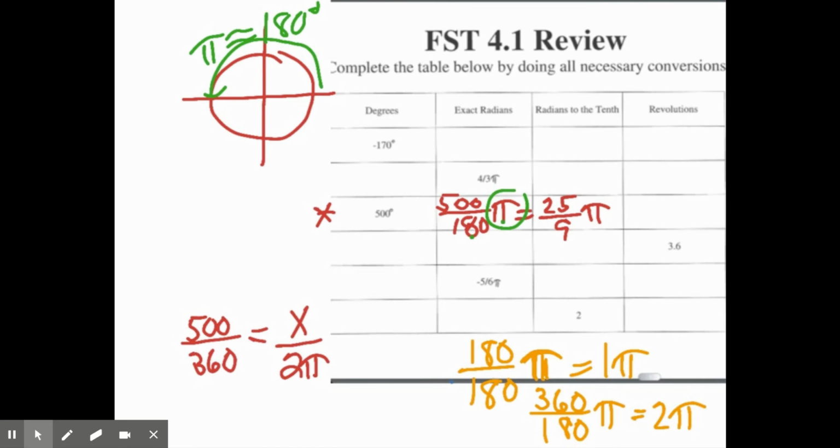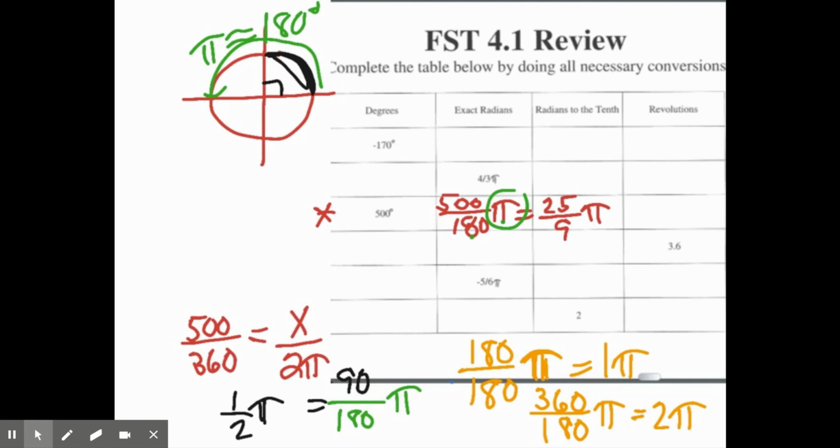Let me show you one more. What if, again, I'm going to use the same ratio, 180 on the bottom and pi. What if I wanted to compute the radians for 90 degrees? Well, if you look at the graph up here, 90 degrees is right here. Well, 90 degrees is 1/2 of a pi. I know the answer is going to end up being 1/2 pi. Well, if you put 90 degrees in here, 90 over 180 actually simplifies down to 1/2 pi.